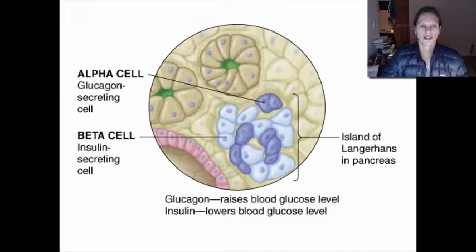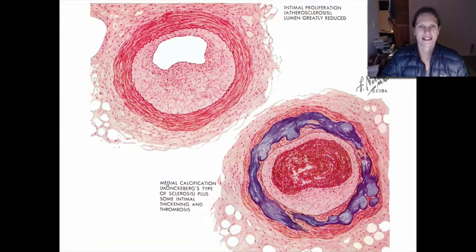So here's your alpha cells and your beta cells. We said it already, but the beta cells secrete insulin. Insulin lowers blood sugar. Alpha cells secrete glucagon. Glucagon raises blood sugar. These are found kind of towards the pancreatic tail in those clusters of cells we like to refer to as the islets of Langerhans.